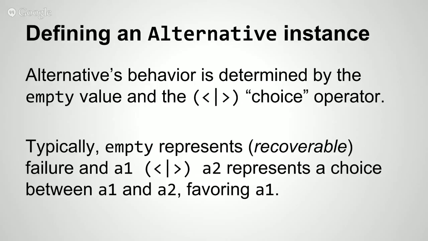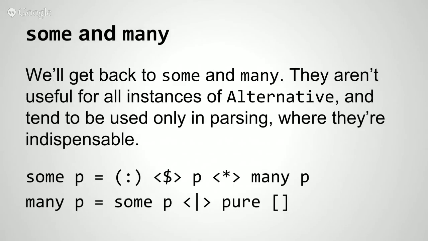And usually empty is supposed to be recoverable failure. And then A1 choice A2 is: try to do A1. If that fails, try to do A2. But favor A1. And some and many we'll get back to, but this is how they're defined. And notice that they're defined in terms of each other.